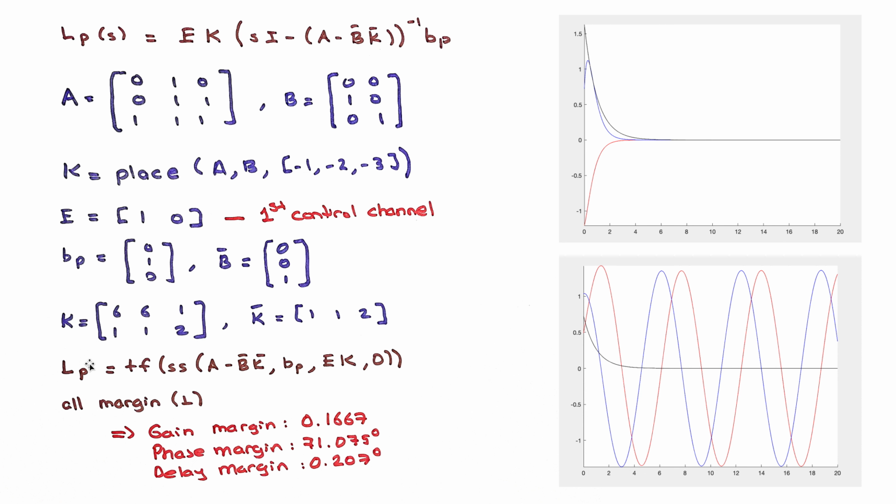And basically LP in this case, TF SS, similar to how I did before. I am writing this loop transfer function in state space, then converting to transfer function. This is my A matrix here, A minus B bar K bar. BP is here, and my C matrix, if you wish, EK is here. Basically, this state space formulation corresponds to this transfer function.